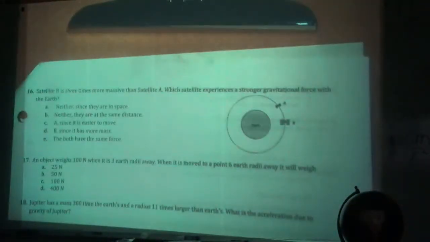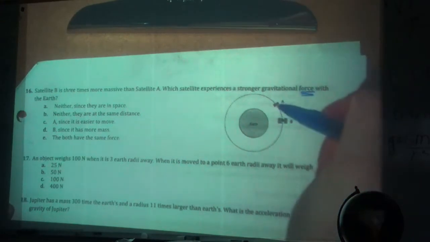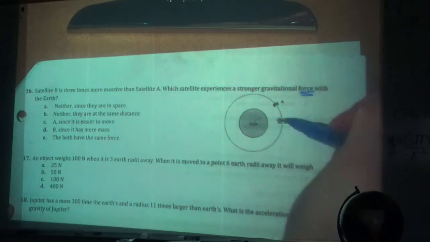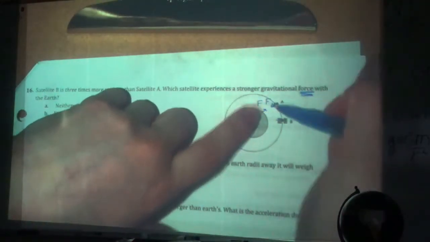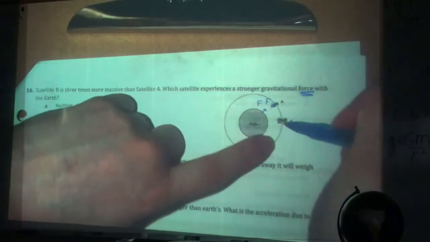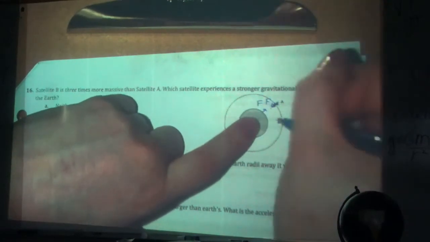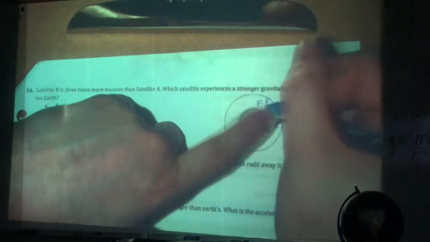Satellite B is 3 times more massive than satellite A. Which satellite experiences a stronger gravitational force with its Earth? So I'm saying these 2, their force compared to these 2 force. Now these 2 have the same force on each other. If I say this is F, then this has to be F. Now if I go to B and the Earth, now I'm changing, right? It's not the same 2 objects again. It's B and the Earth. So these 2 will share the same force with each other, but it doesn't have to be the same force that these 2 share with each other.